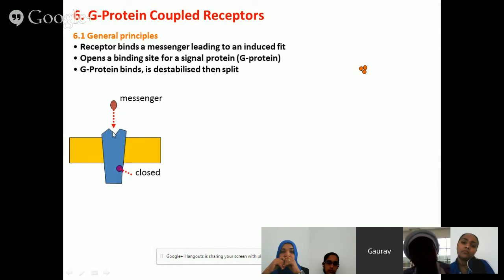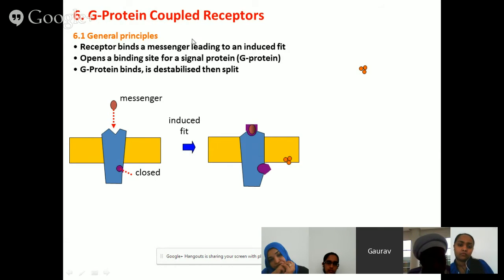This is a binding site for the messengers. When the messengers bind on a receptor, they induce a fit. When they induce a fit, this closed gate is allowed to open. This closed gate inside a cell, also called an intracellular gate, which is present on a receptor, is allowed to open.